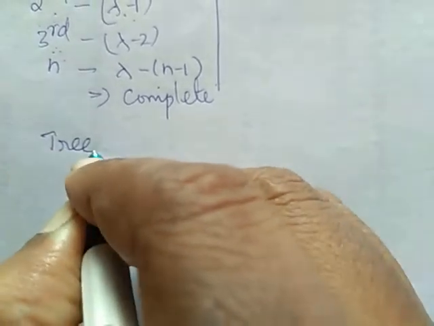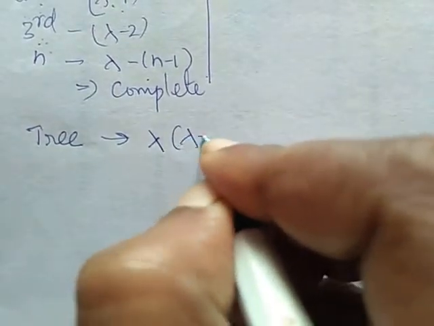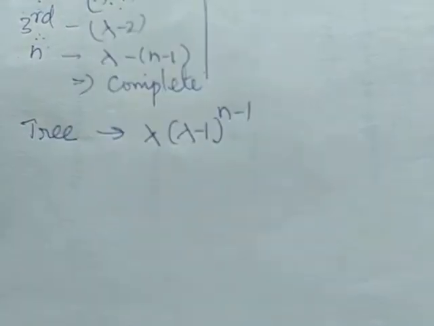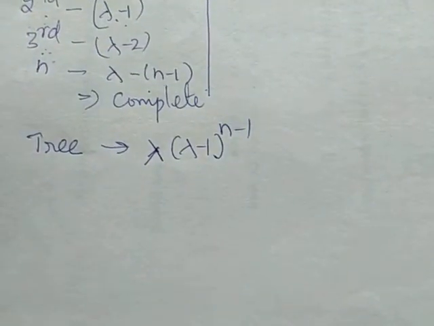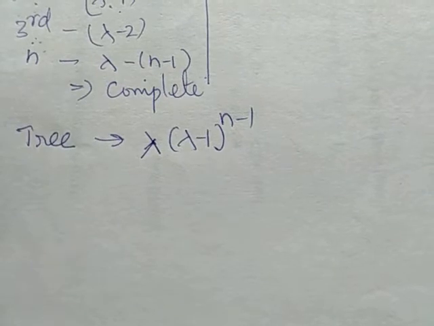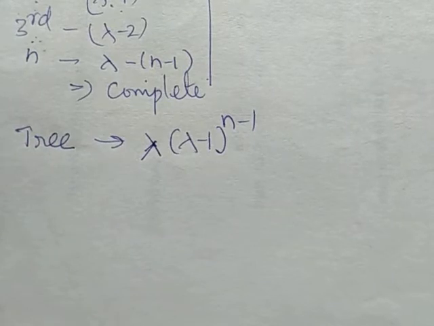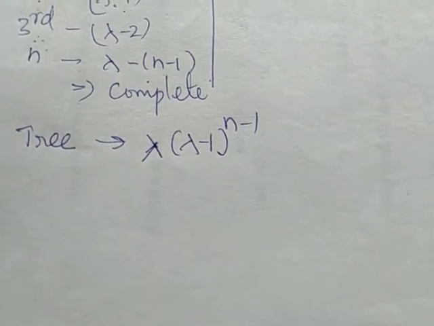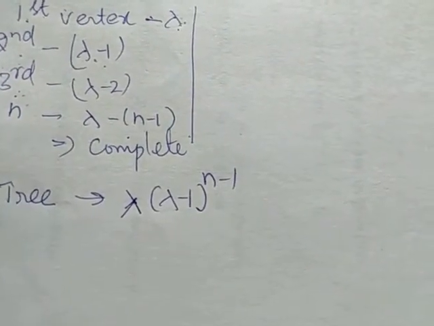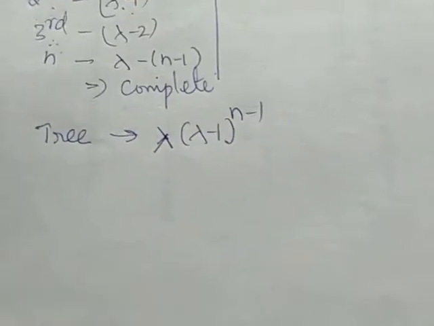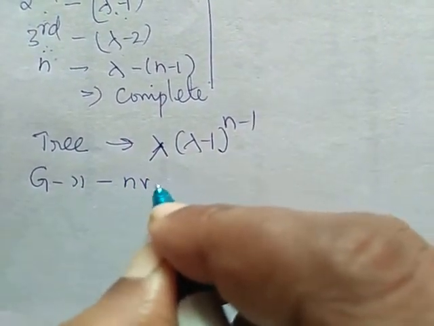Next theorem: if a graph with n vertices is a tree, then its chromatic polynomial should be lambda into lambda minus 1 to the power n minus 1. Here also we are having lambda number of colors and the number of vertices is n. We have to prove that for such a graph the chromatic polynomial is lambda into lambda minus 1 to the power n minus 1. We are going to prove this theorem using induction. So, we are considering a graph G which is a tree and it is having n vertices.